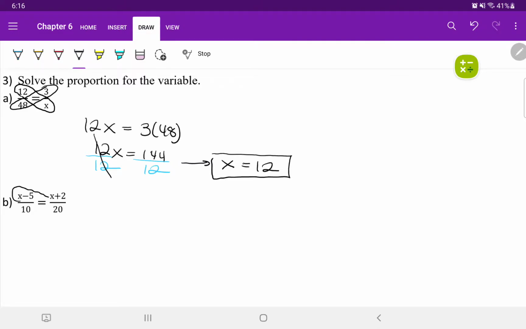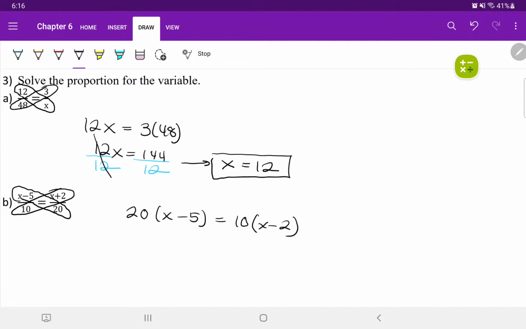X minus 5 times 20. The 20 is being multiplied to both the x and the 5. So you must put the x minus 5 in parentheses. And that is going to be equal to, when I multiply x plus 2 with 10. So 10 times x minus 2. The x minus 2 must be in parentheses.